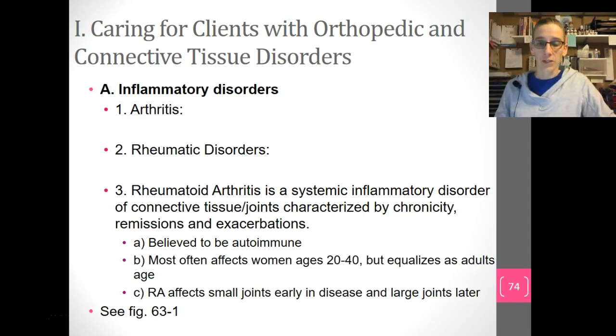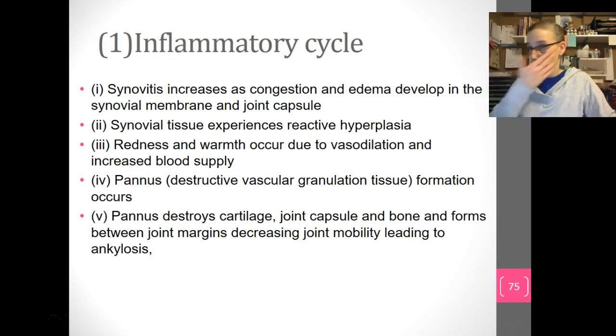It most often affects women ages 20 to 40, but equalizes as adults age. So as adults age, it equalizes out in the men and women ratio. And RA affects small joints early in the disease and larger joints later in the disease. All right, see figure 63.1 for a photo there.